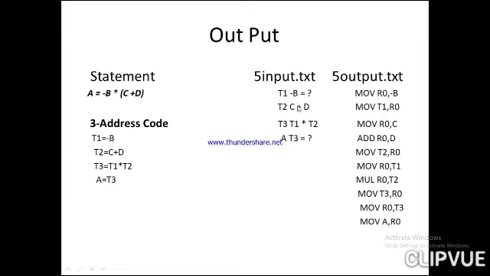Therefore, here I'll move one of the arguments to the register. So C will be moved to the register, and then I am performing the addition between D and R0. Whatever result is there in R0, I am moving on to the T2 variable. So it is register to variable, and here variable to the register.